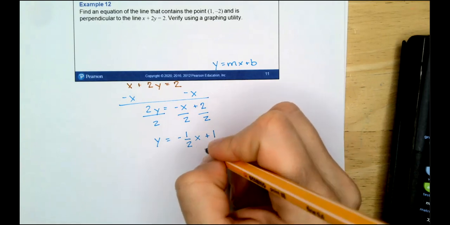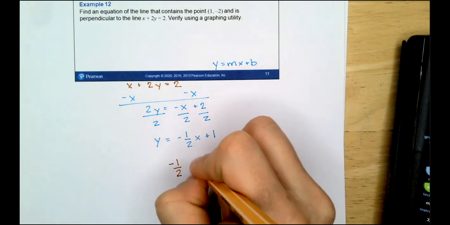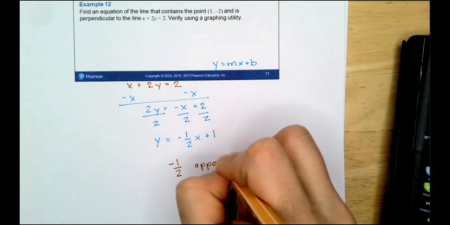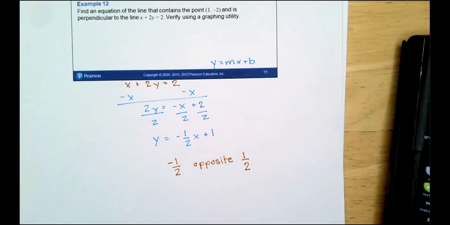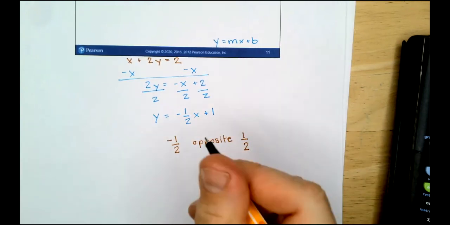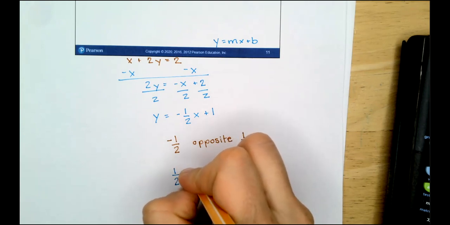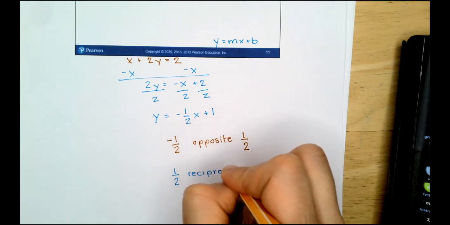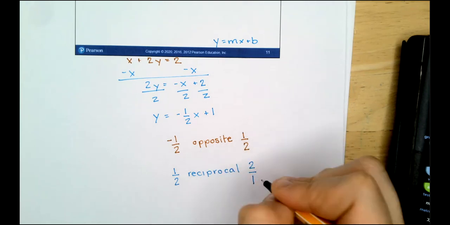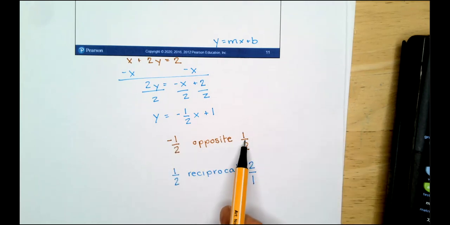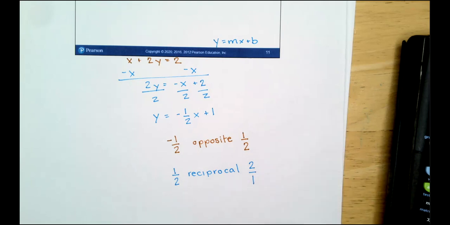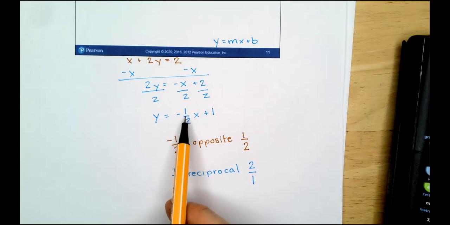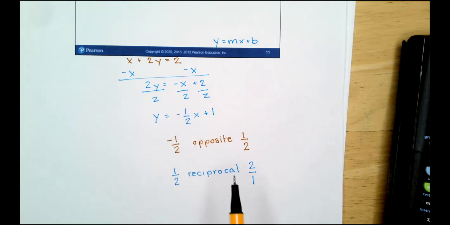So we take the opposite of a negative 1/2, which is 1/2, okay? But then the reciprocal is 2 over 1. So first I changed the sign, then I changed the location of each number above or below the fraction. So the opposite reciprocal slope of negative 1/2 is positive 2.